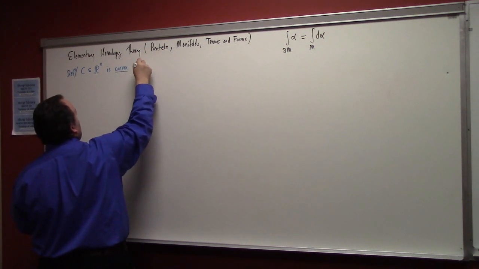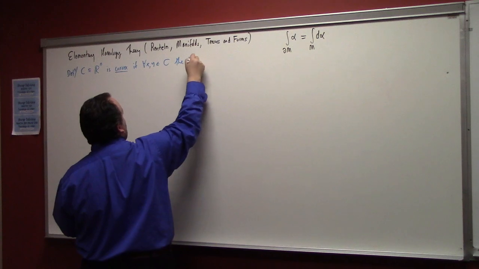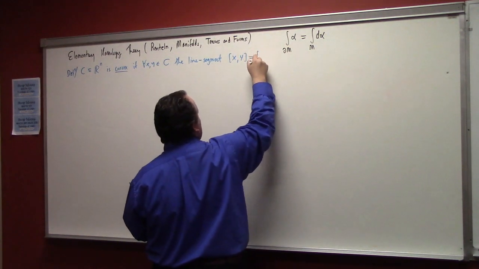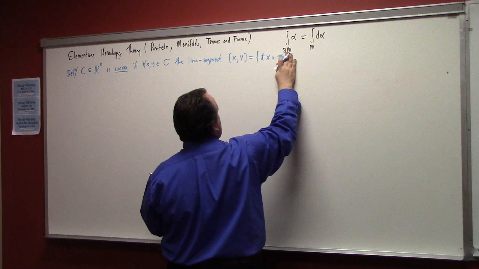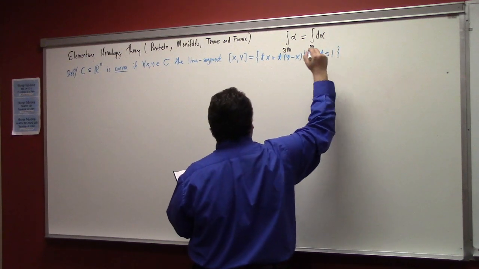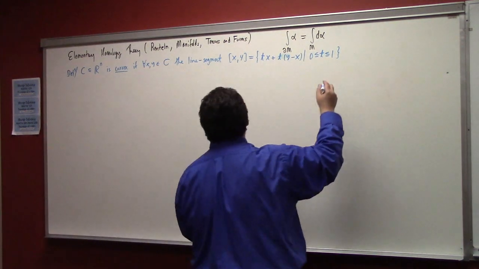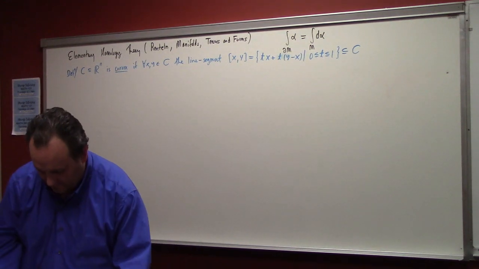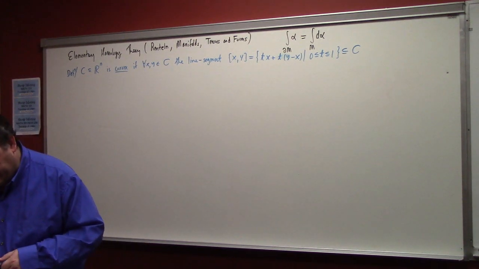if for all x and y in C, the line segment xy, which is tx plus t times y minus x, such that 0 less than or equal to t less than or equal to 1, is a subset of C. He says, in other words, you can walk from any point in a convex set to any other point along a straight line and never leave the set.